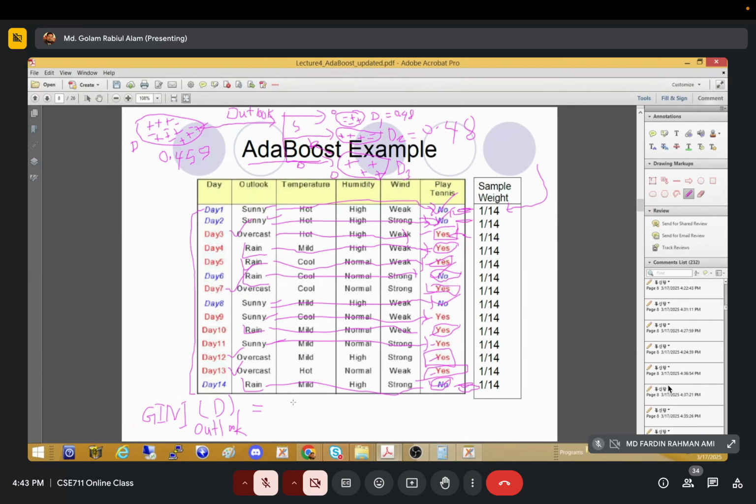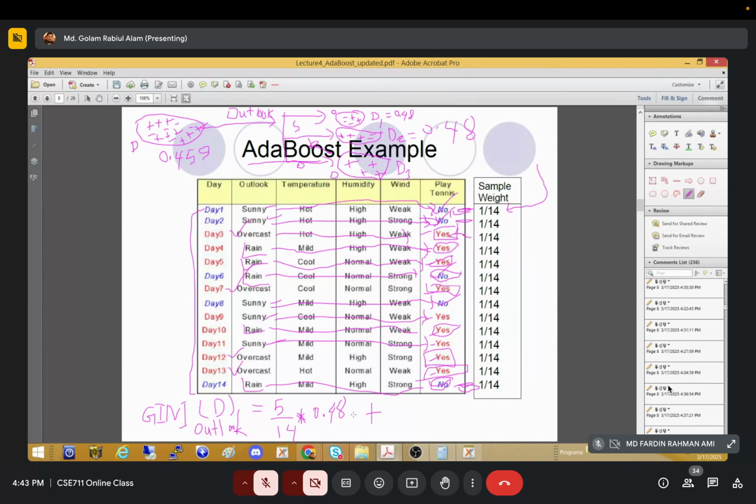So it will be the cardinality of D1. That means we have the 3 subsets D1, D2, and D3. Then the cardinality of D1, how many instances in D1 do we have? You can see 5 instances. There are 2 positives, 3 negatives. So a total of 5 instances in D1. And how many in D? We have a total of 14 instances in D. So this is 5 by 14 times the Gini impurity of D1, which is 0.48.